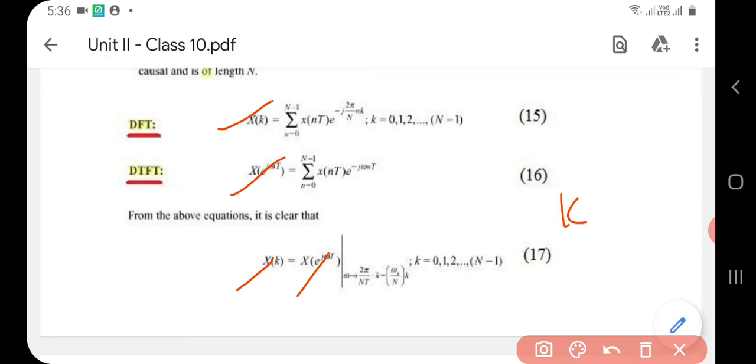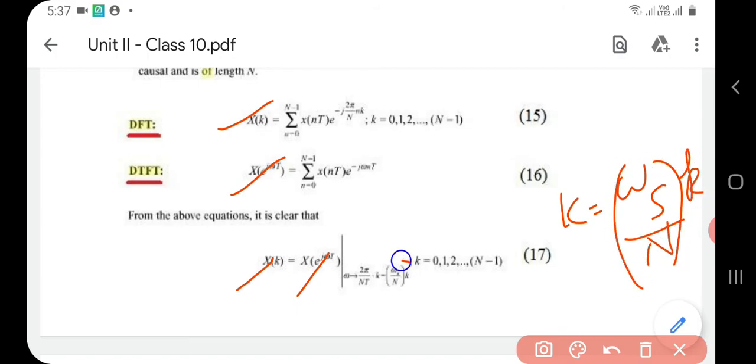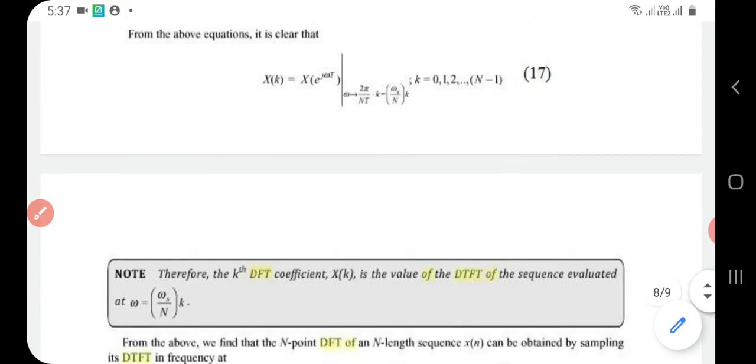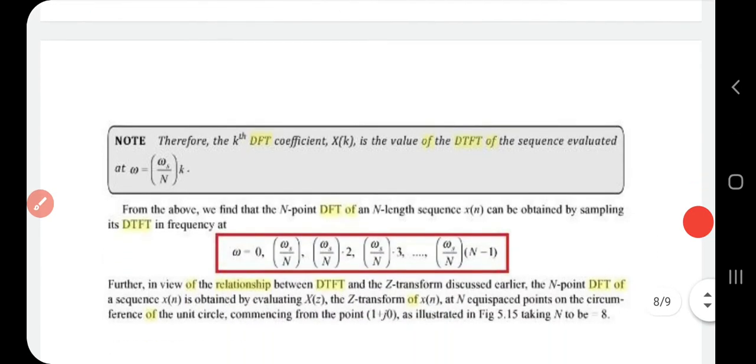That is, omega k equals omega s, the fundamental frequency, divided by N, the length of the sequence, into k, an integer, as written here. So this DFT and DTFT become equal at this particular limit, and k ranges from 0 to N minus 1. There is no further proof for that.